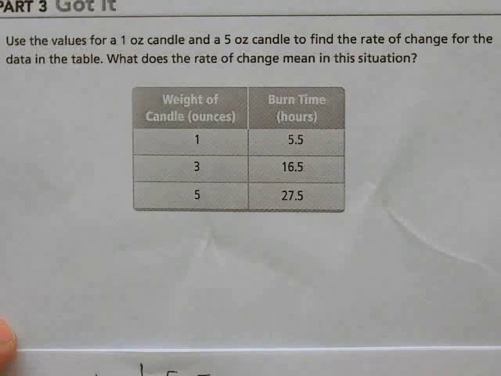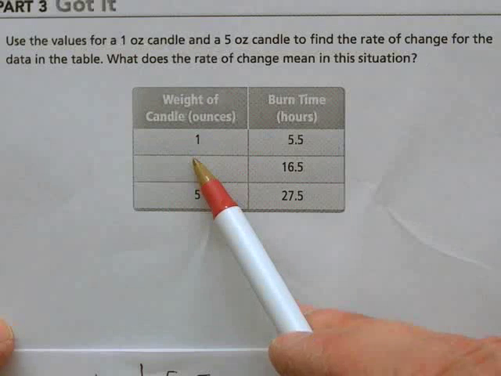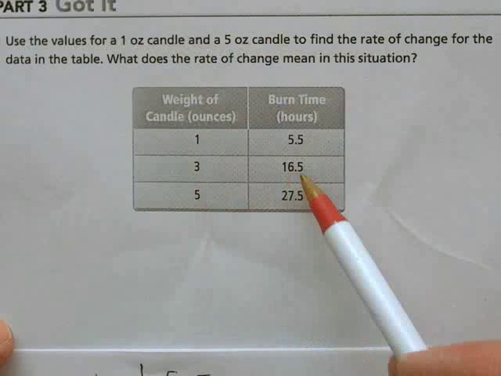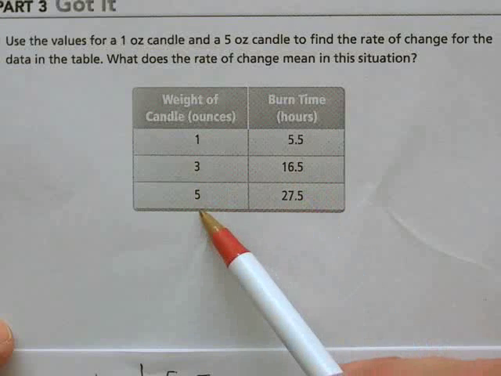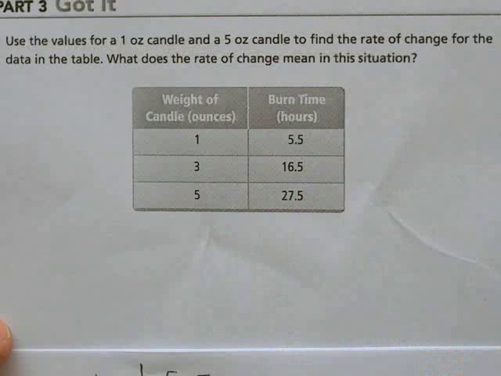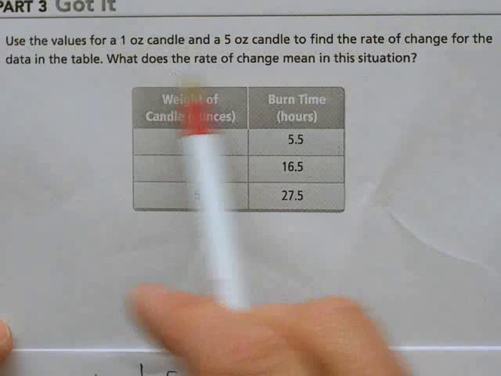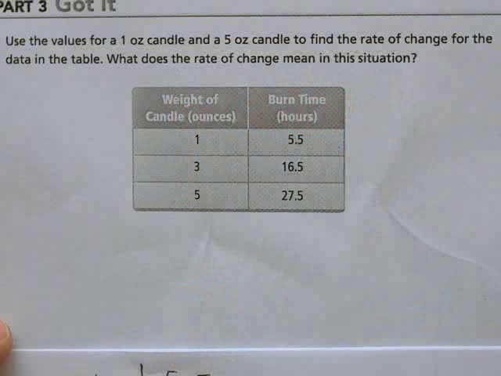If we start here, we can see that a 1-ounce candle has a burn time of 5.5 hours, and a 3-ounce candle is 16.5 hours, and a 5 is 27.5. So from this information, you can solve this problem. You could answer the question by just looking at this first set of values.